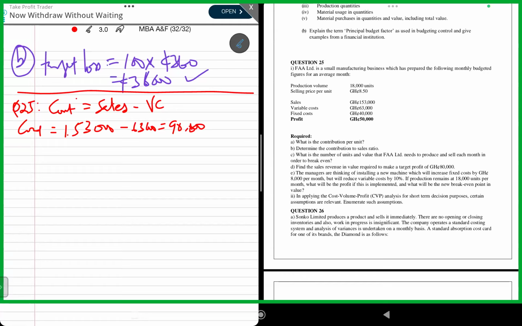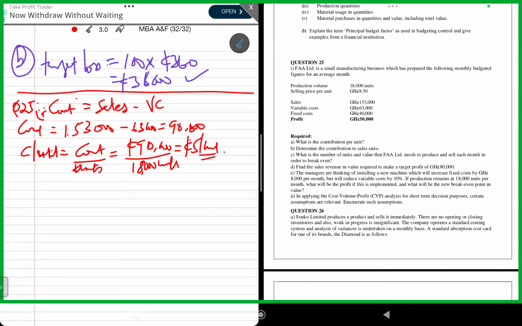So what do we do? We divide it by the production. That's correct. Contribution per unit is the same as the contribution margin, so it is the total contribution over the total units. We have 90,000 cedis as the contribution, divided by total units of 18,000. So we have 5 cedis per unit. That's the contribution per unit. That is A. A is done. Let's go to B.